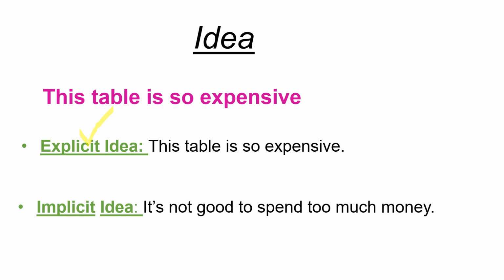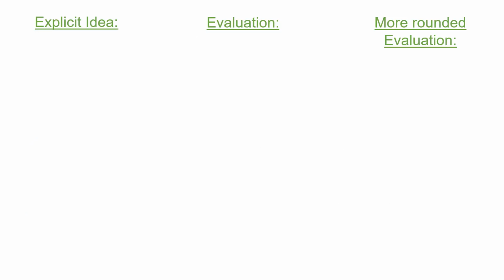So actually I have to evaluate both the explicit idea and the implicit idea. My evaluation is not going to be complete if I just focus on the explicit idea and ignore the implicit idea. So I have to think about the implicit idea and evaluate that also. In the upcoming example, you are going to see how these ideas will be evaluated.